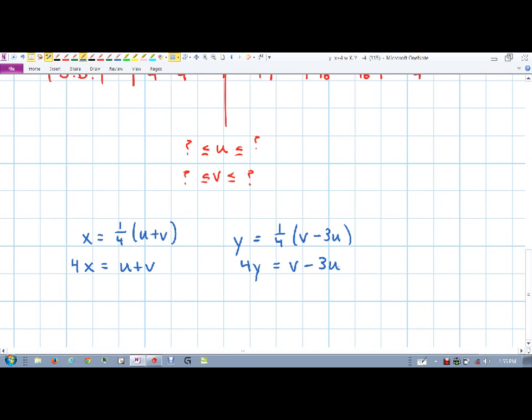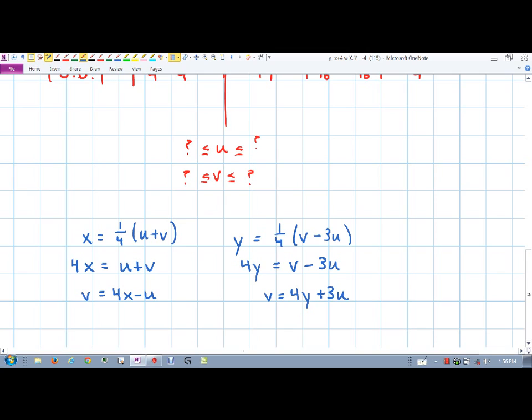Now, I can solve the first equation over here for U, couldn't I? I could solve this one for U. But I could also solve this one for V and solve this one for V. Which one looks a little easier? Solving them both for V? All right, let's solve them both for V. If I solve this for V, I get 4x minus U. Solve this one for V, I get 4y plus 3u. What can I do with those?